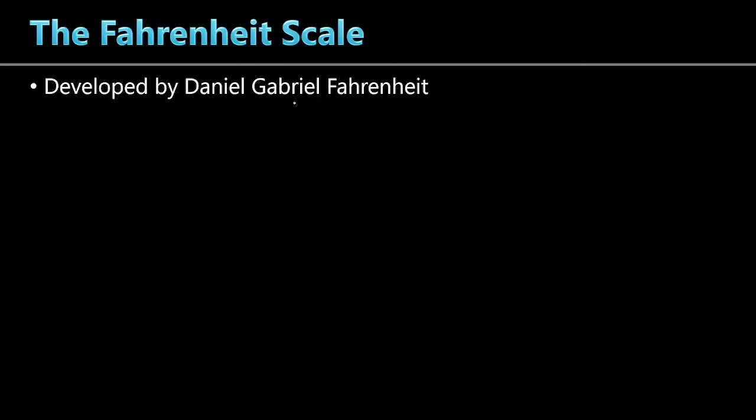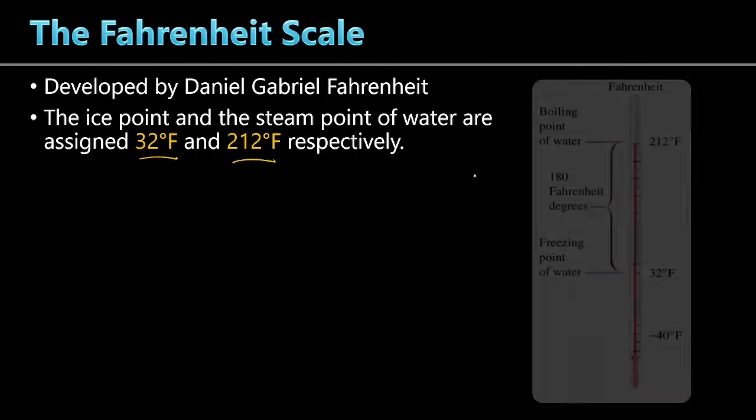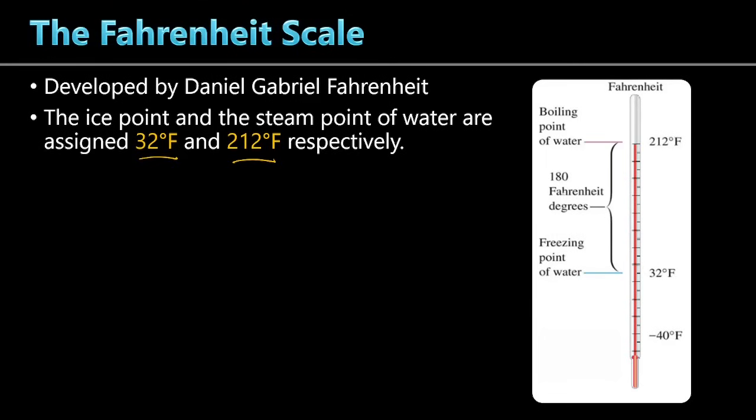However, in the Fahrenheit scale, these two points, the ice point of water and the steam point of water, have different values. Okay? In the Fahrenheit scale, the ice point is at 32 degrees while the steam point is at 212 degrees. So let me show you a thermometer showing these temperatures. Here is the freezing point of water. Again, this is the same as the ice point. Now, this is labeled 32 degrees. And also, we have the steam point, which is now labeled 212 degrees.